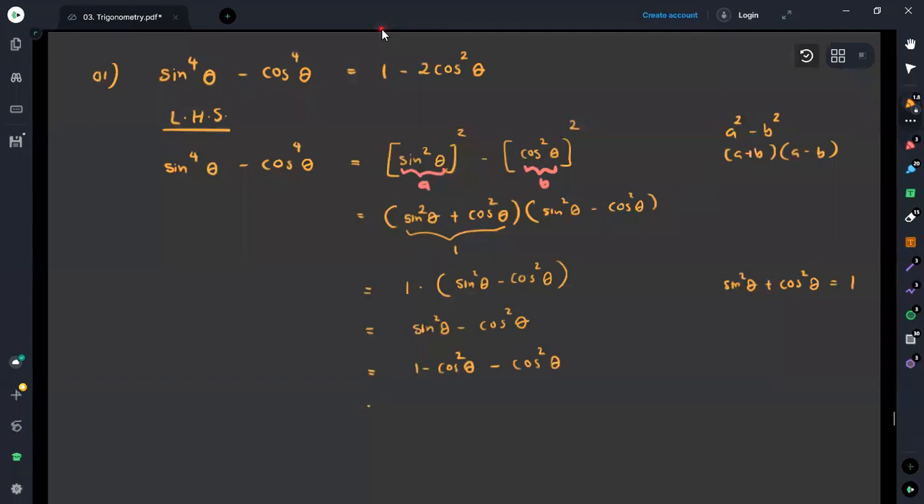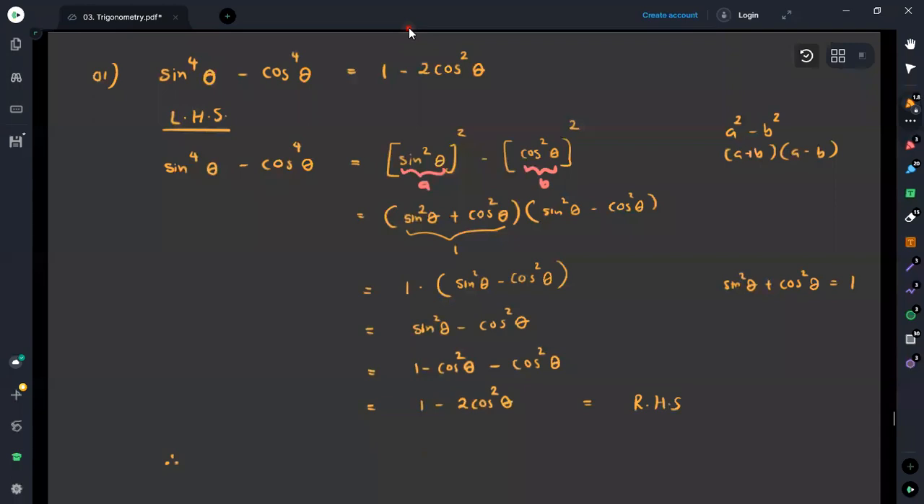Now we can solve it: 1 minus cosine squared theta, another minus cosine squared theta, which is equal to 1 minus 2 times cosine squared theta. Now you can see that this is the quantity on the right hand side of the equation. Therefore, we can say that this is equal to the right hand side of the equation.